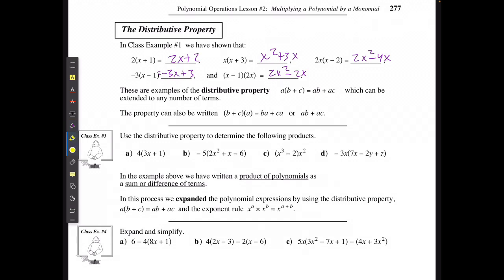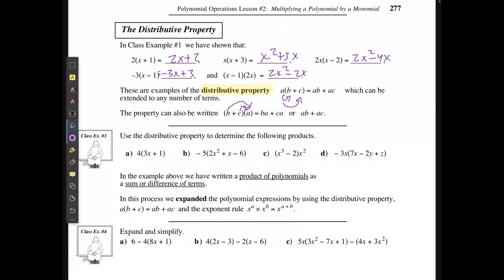These are all examples of a distributive property. If I take a times b plus c, then it would be the same as if I multiplied a times b and a times c. It doesn't matter if I do it in the other direction. If I have b plus c times a, then it's going to be b times a and c times a.